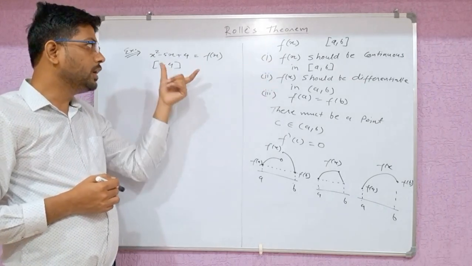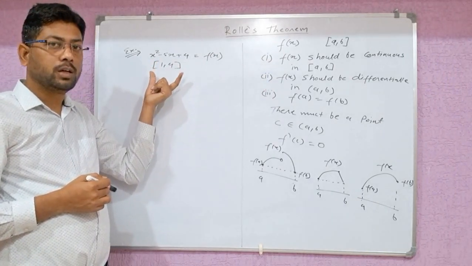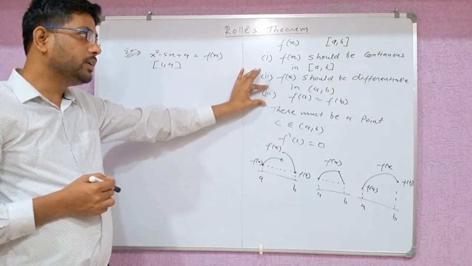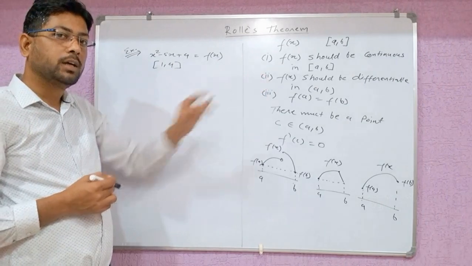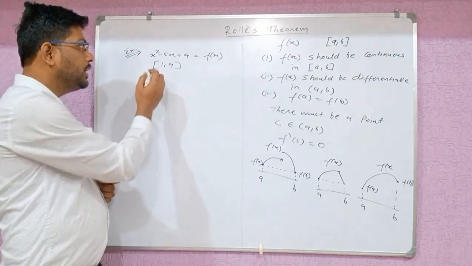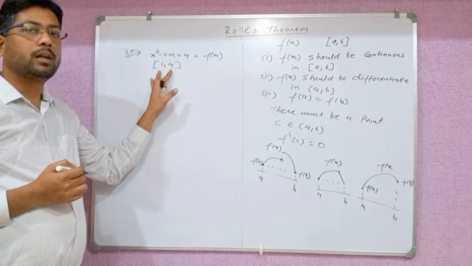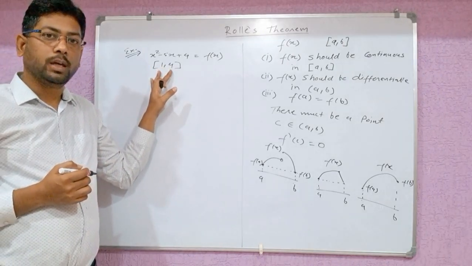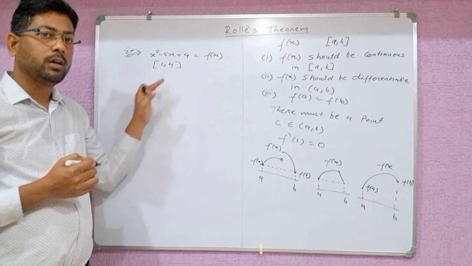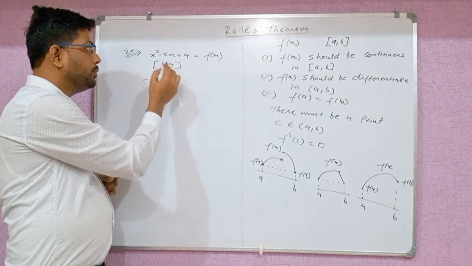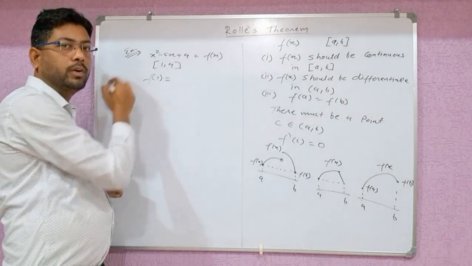Or we can draw the graph of this easily, so we can observe from there this will be differentiable also. Now f(A) is equal to f(B), this we have to check. What is A and B here? A is 1 and B is 4, because the interval is A to B, here the interval is 1 to 4. So A is 1 and B is 4. So we'll check f(1). So f(1) means in this f(x) we'll put 1 in place of x.